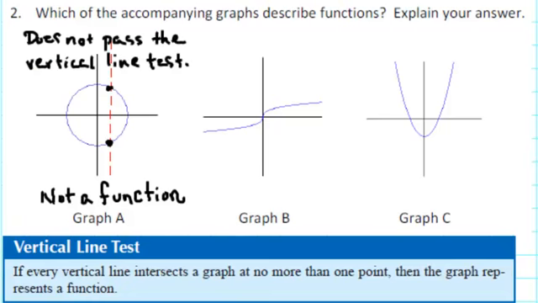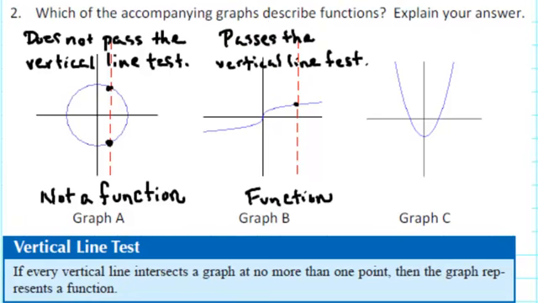Now let's take a look at graph B. Again, we take a vertical line and we drag it across the graph, and we can see that at each point the vertical line only passes through the graph once. So the conclusion that we would make here is that graph B is a function. And the reason is that it passes the vertical line test.